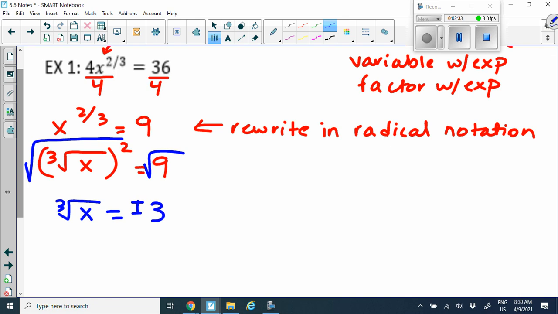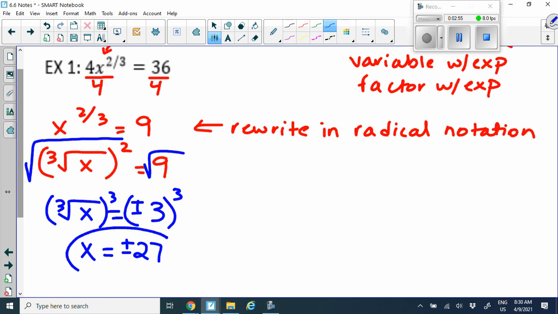Now, we need to get rid of the cube root. What is the opposite, or we could say inverse, of a cube root? That's going to be cubed. So now our cube root and cubes cancel each other out because they are inverses. So I get x equals 3 cubed, that gives me 27, and you do need to keep the plus minus sign. So I get plus minus 27 as my solution.